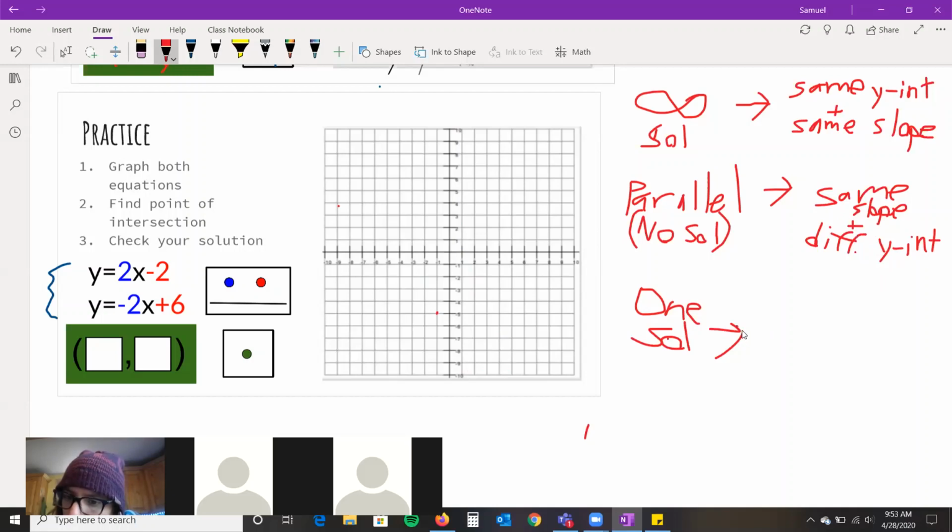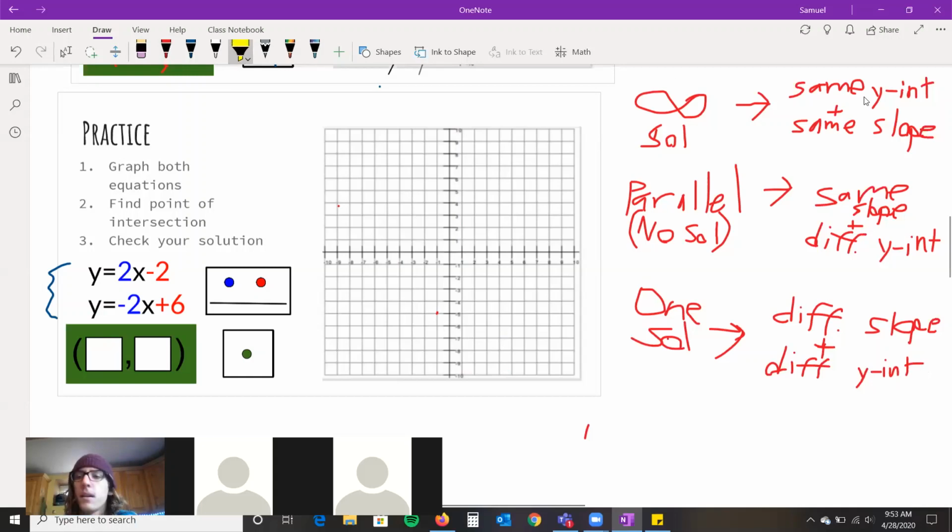Okay, and then this last one is going to be, if it's got one solution, that means that they have different slope. And different y-intercept. Okay, so this right here, guys, this is what's key.